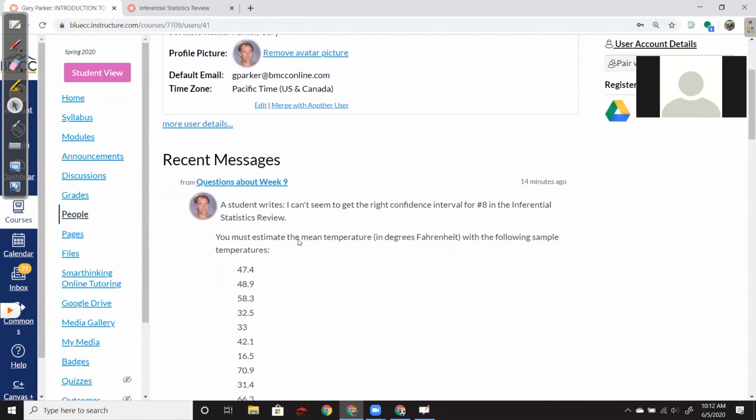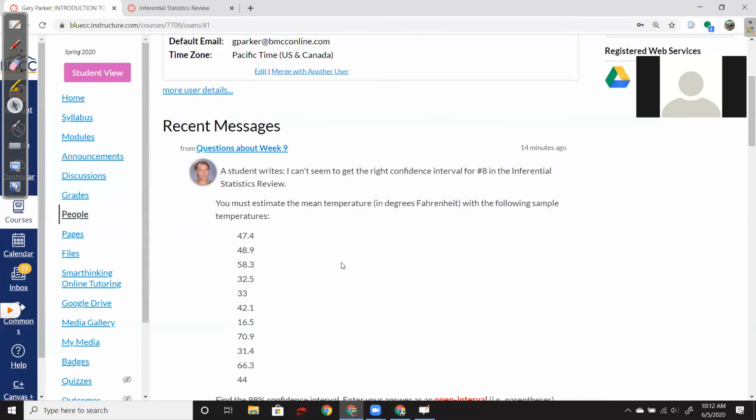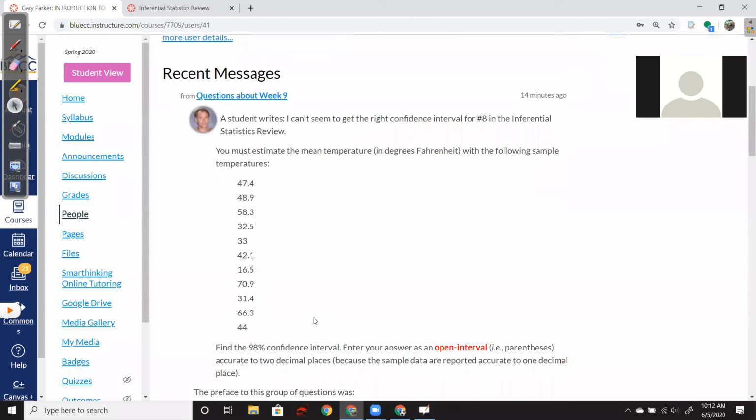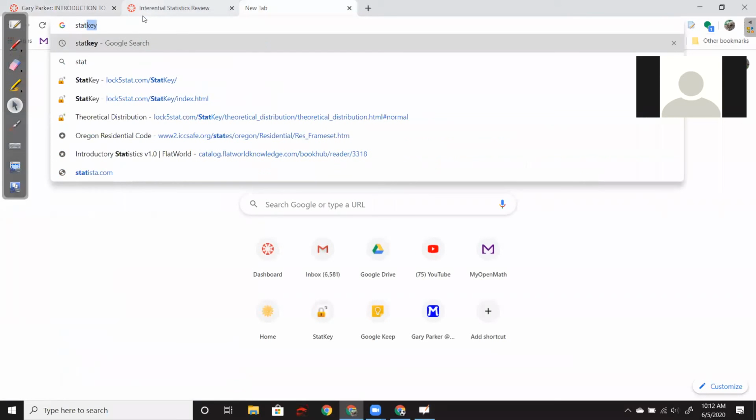And I had several students actually have a hard time with this one, because what I would like to do with this data is highlight it and put it in that bootstrap interval that we played with before. So if I copy that and I jump over to a new tab, and let's go to StatKey.